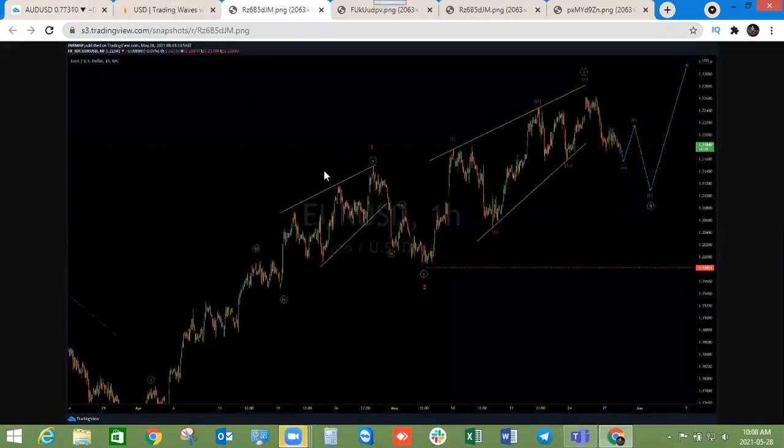Right, Euro US dollar, let's have a look at the structure on Euro US dollar. It is setting up for a bounce, but is that bounce the one that's going to take us all the way to the upside?